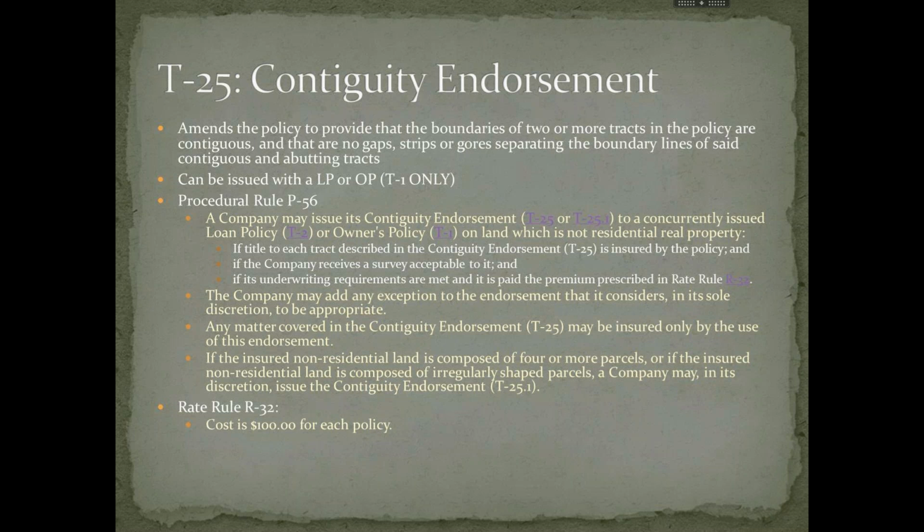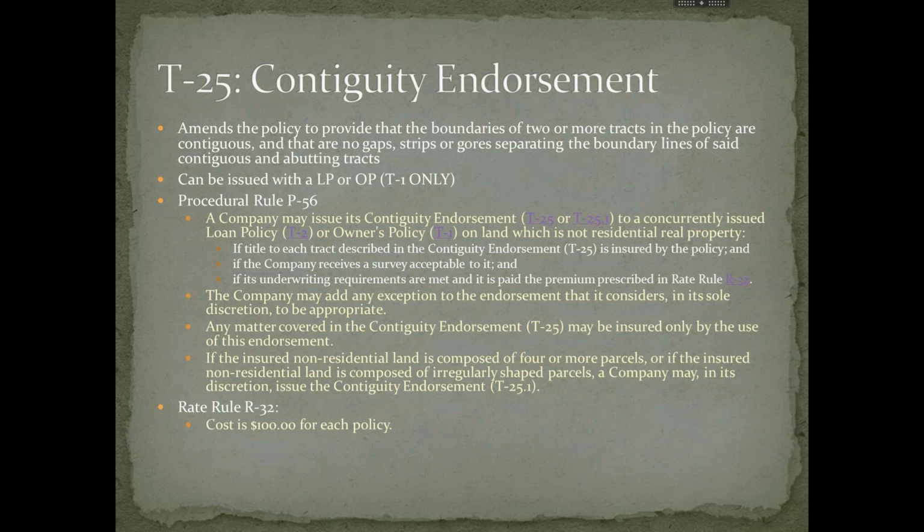So there are two tracts that you're ensuring are right next to each other, that they abut each other. Now, the contiguity endorsement itself can only be issued with a loan policy or a non-residential policy. It cannot be issued where there's residential real property. So you're probably going to see this more commonly on commercial deals. But if you have a deal that doesn't have residential real property, you very well might be asked to issue a contiguity endorsement if you're being asked to insure multiple tracts, right?